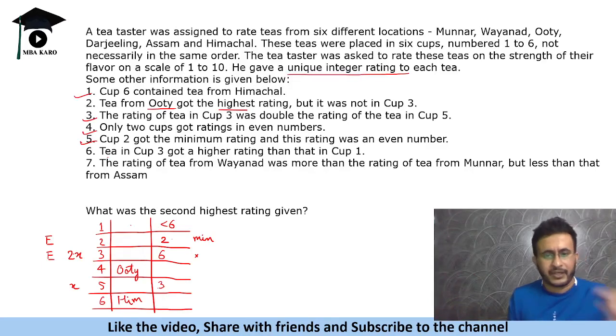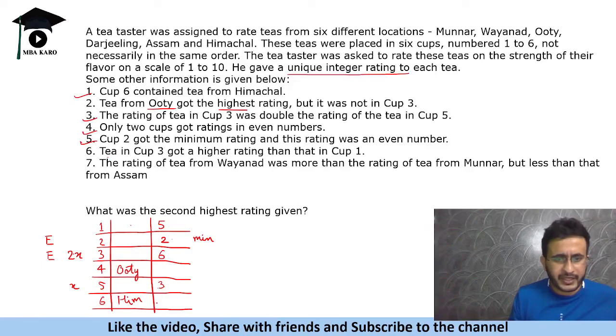Okay. Now if we see this, this value is less than 6, and it has to be an odd number because only two even numbers are there. What will be the odd number smaller than 6? 5, because 4 is not possible, right? 4 is not possible, 1 is not possible because this is a minimum, so 5 comes.